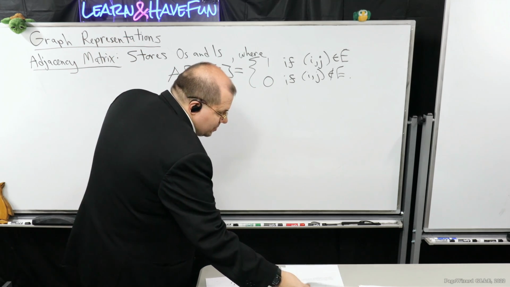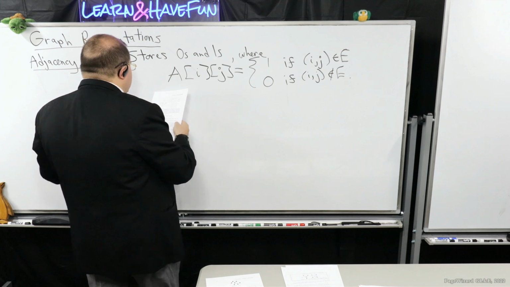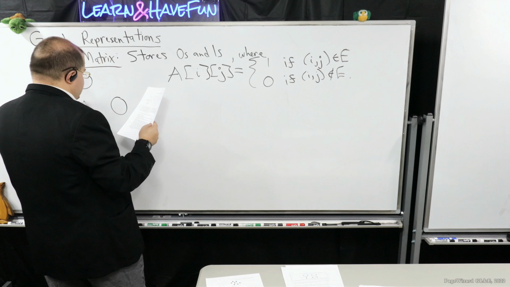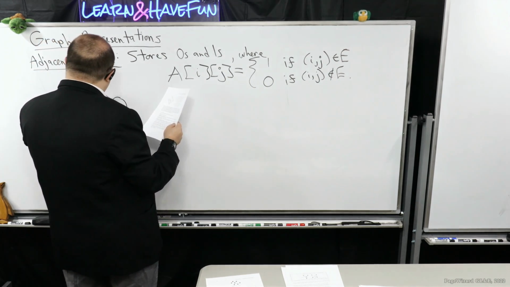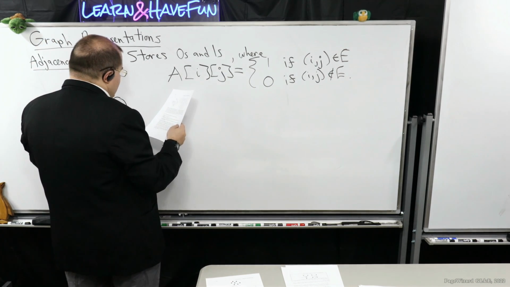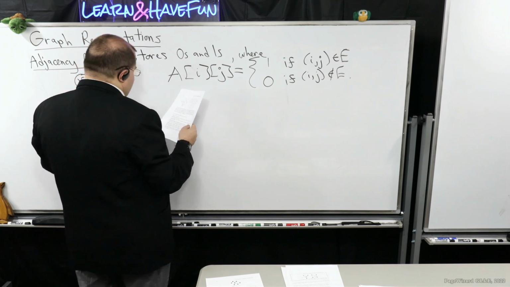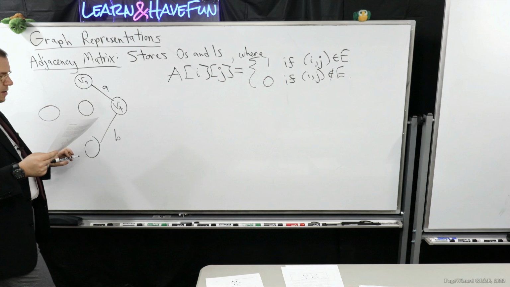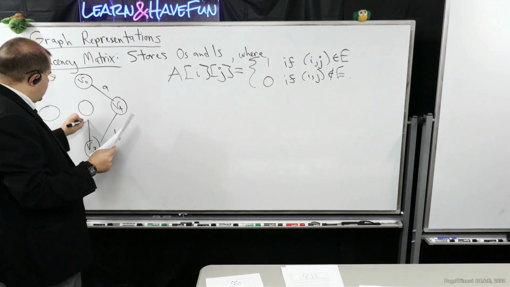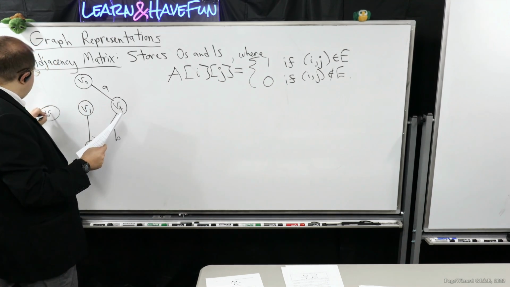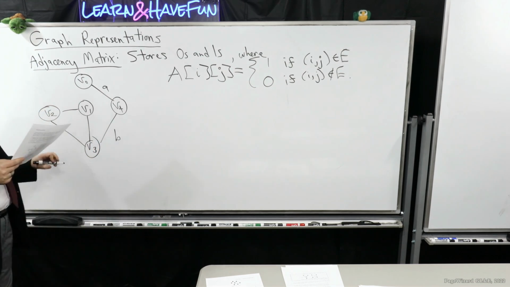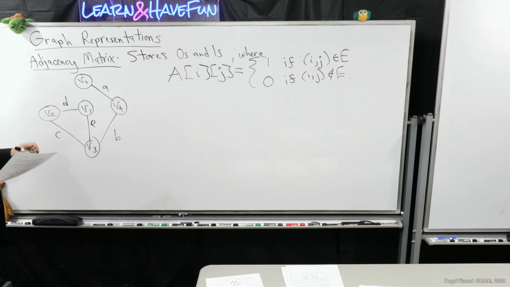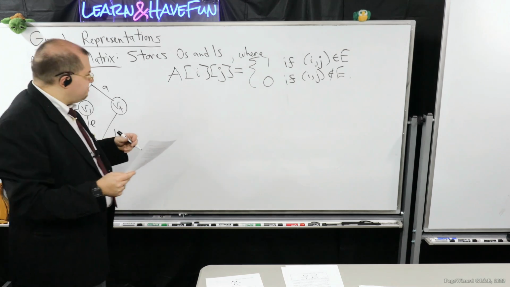So let's do an example. Suppose I have this graph. I'm just going to label all the edges and vertices just to help us see what we can do here. So I'm going to label V0, V4, V3, V1, and V2. I'm going to call this one D, that E, this C. I think I've labeled all the edges and vertices.